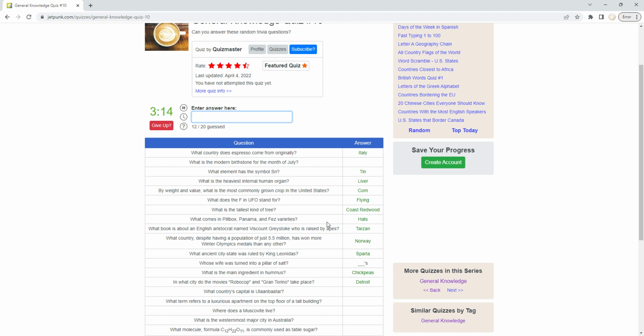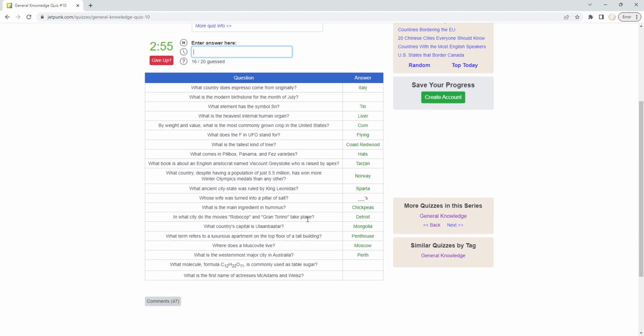What country's capital is Ulaanbaatar? Mongolia. What refers to a luxurious apartment on the top floor of a building? Penthouse. Where does a Muscovite live? Moscow. What is the westernmost city in Australia? It's Perth, really remote and in the middle of nowhere.